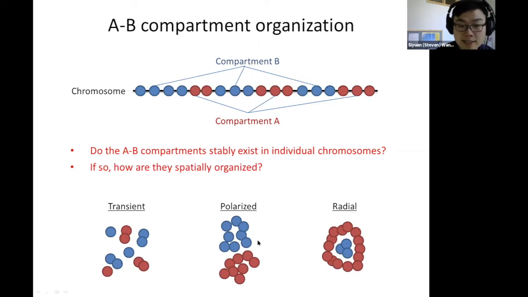Is it polarized, like in a copy of chromosome, all the A are on one side and all the B are on the other side? Or is it radial, maybe A wrapping around B? In fact, this is one model that several papers proposed, and we didn't know at that point. However, with our data, we can immediately see that.